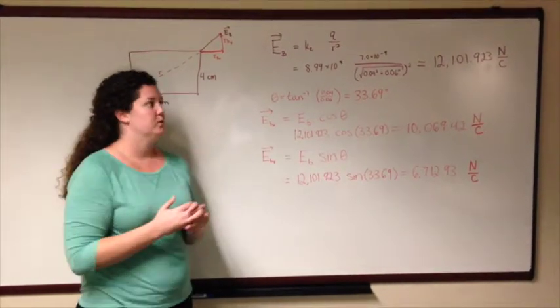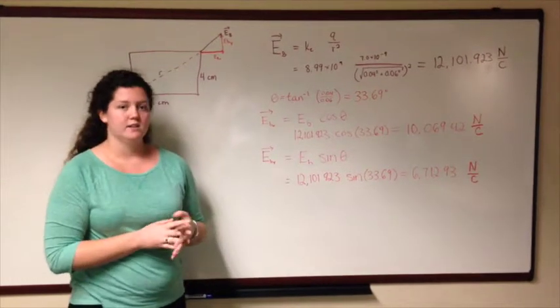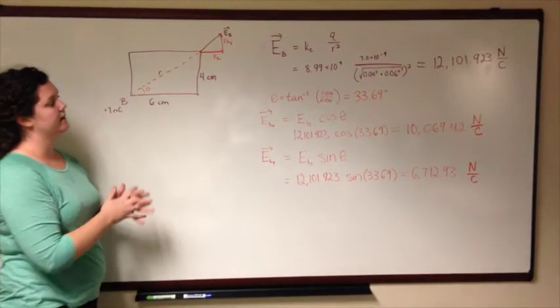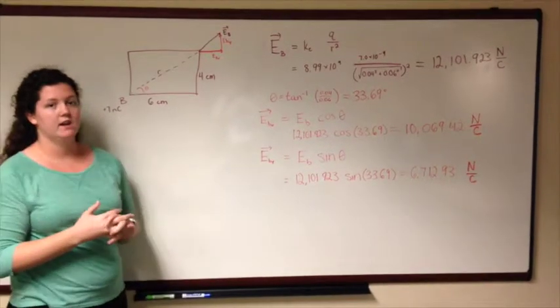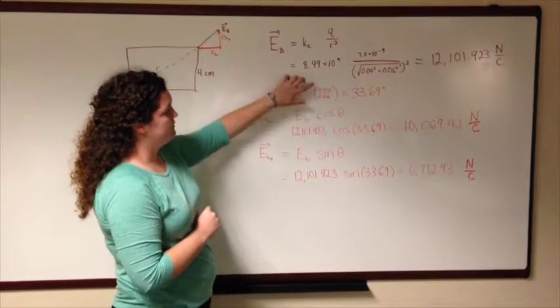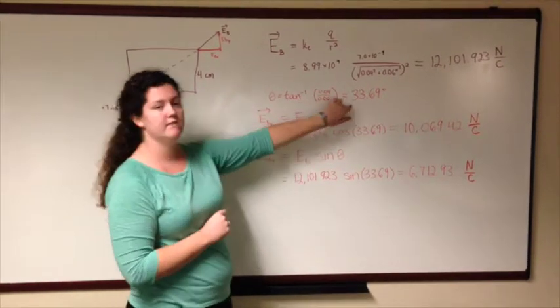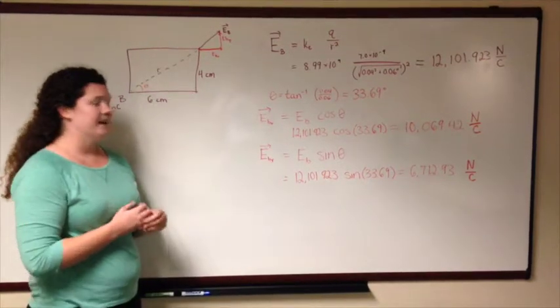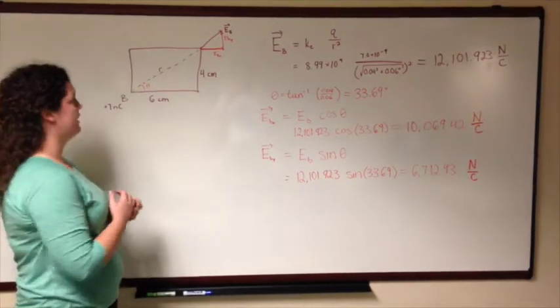So the net electric field due to point B comes out to be 12,101.923 newtons per coulomb. And then to break that electric field up into its components, we assigned this angle here to theta, and then solve for the value of theta, again using trig. So the tan inverse of 4 centimeters over 6 centimeters gave us the value of 33.69 degrees.